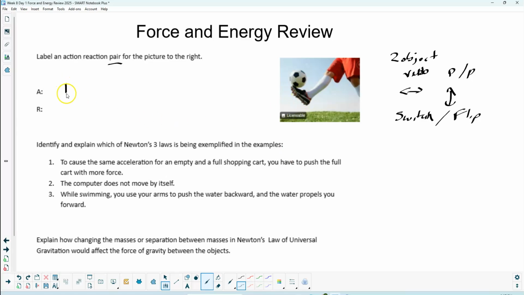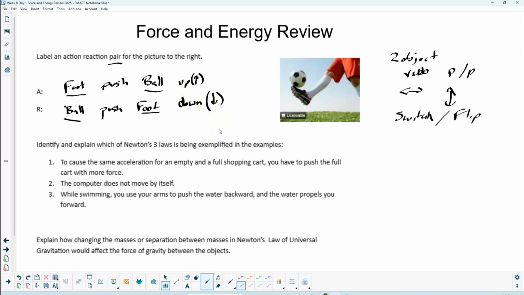So I'm going to say the foot pushes the ball going up, because that's the way the ball is getting kicked by the foot. And then it's just switching and flipping. We switch the two nouns, so the ball pushes the foot. We switch their positions, and then we flip the direction, which is down. So the arrow's going to point down here. That's an action-reaction pair for that picture.